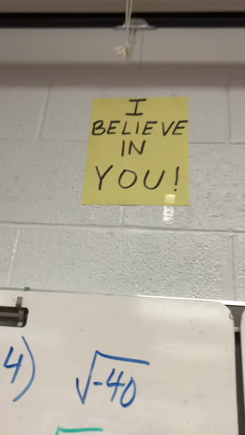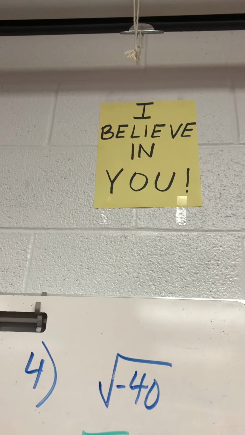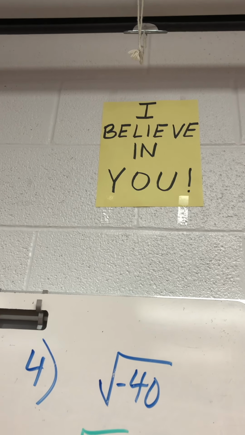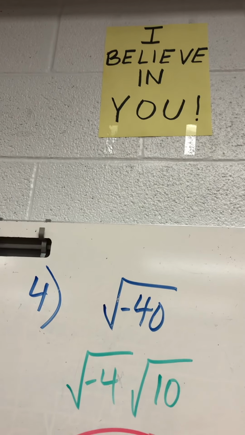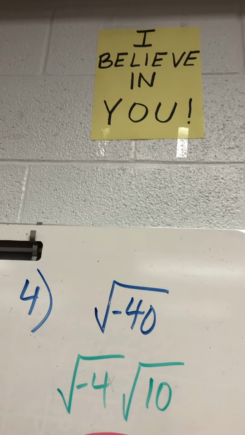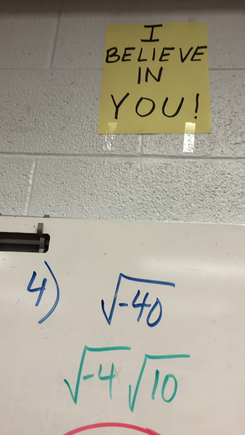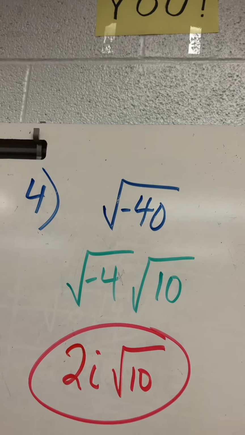Square root of negative 40. What perfect square goes into 40? Well, 4. So we're going to say square root of negative 4, square root of 10. The square root of negative 4 is 2i, square root of 10.